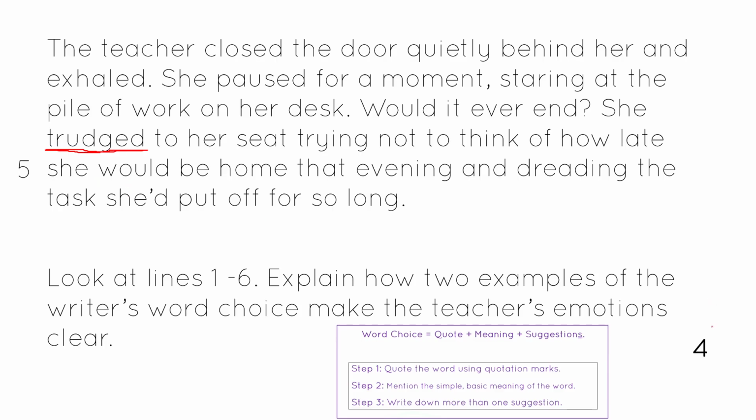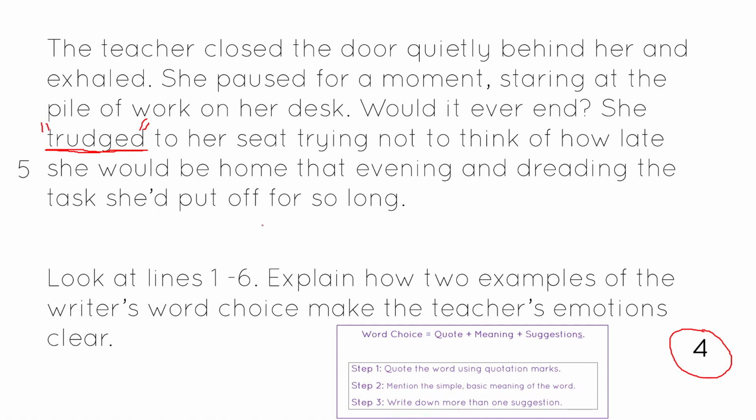So for one of my 4 marks, remember my marks are down here in the bottom right, I just need to quote that word, trudged. And that gets me a mark straight away at National 5, which is wonderful. Now, I need to go through my steps. Quote the word, trudged. What does it mean?